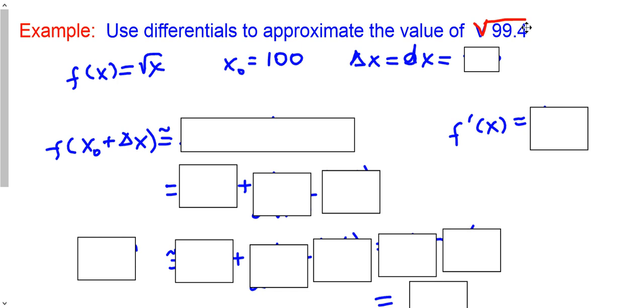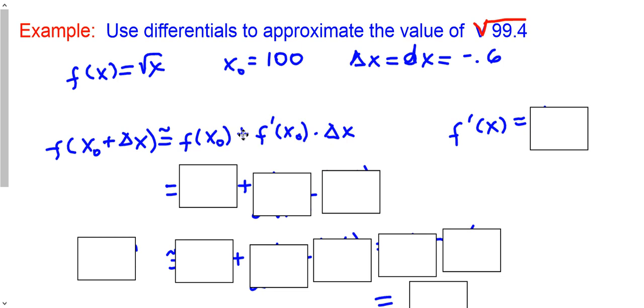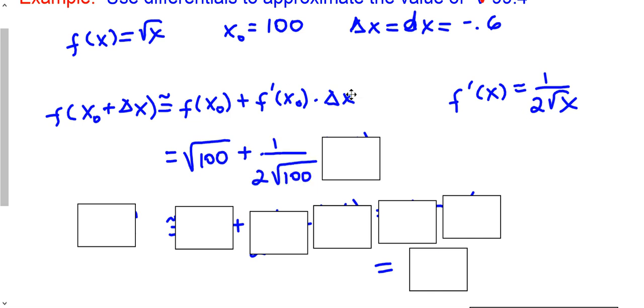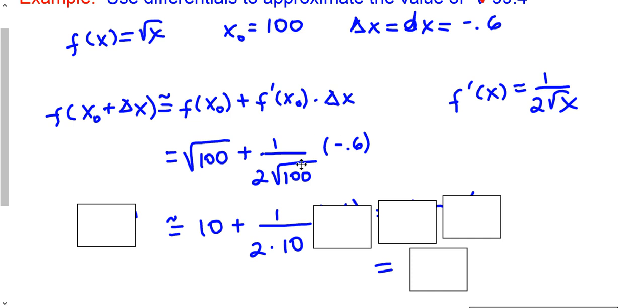What about delta x? For this one, we're a little bit below that 100 value. We're 0.6 away, but below. So the increment is negative 0.6. All right, the formula says f of x sub 0 plus f prime of x sub 0 times delta x. And once again, the derivative we already know from the last page. We're centering at 100, so take the square root of 100. Then plug in 100 into here, 1 over 2 times root 100 times delta x, which is negative 0.6. Simplify this as 10, 1 over 20 here, and negative 0.6 multiplied by that.